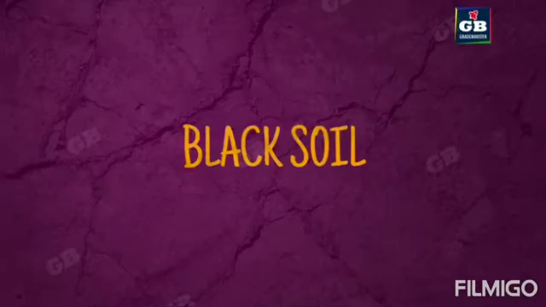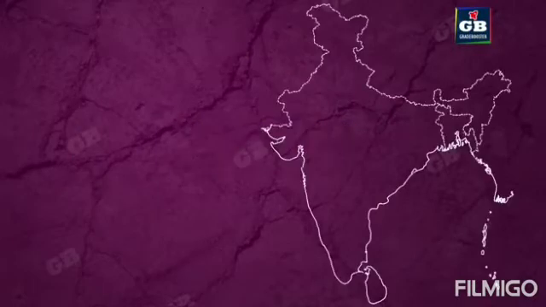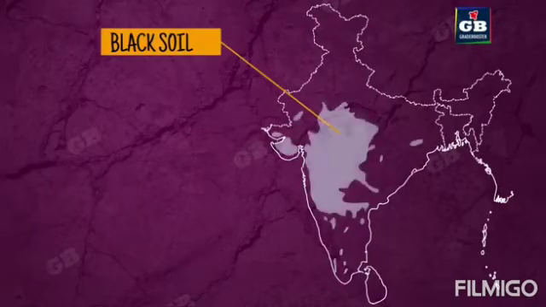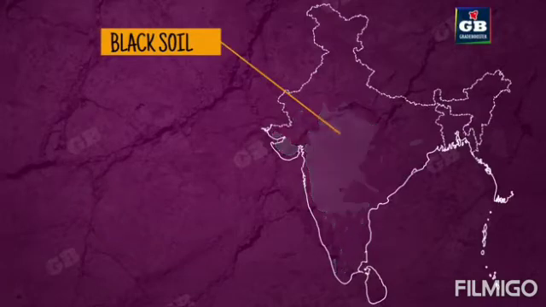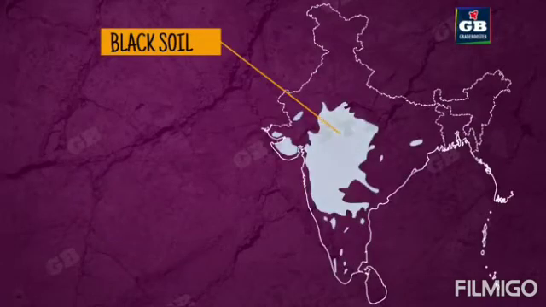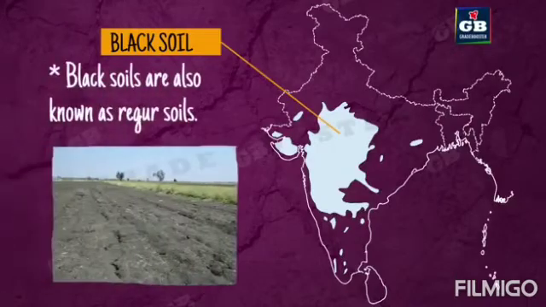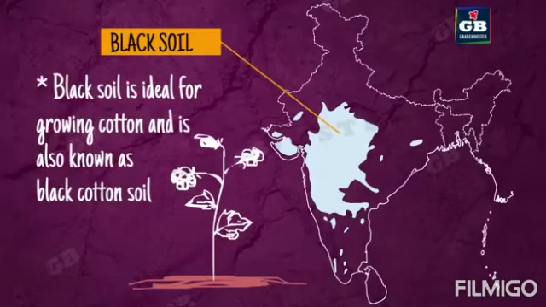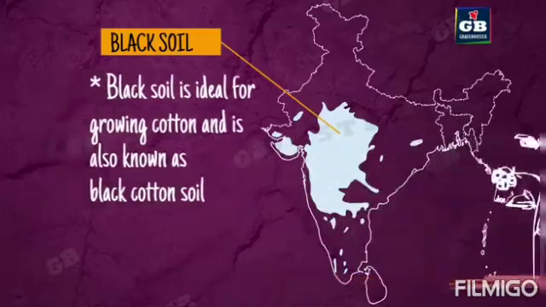Next we go to black soil. Here we can see the India outline map with the black soil highlighted. Remember this marking to answer the identification questions asked in the board exams. Along with the identification, let us learn some important points about the black soil. Black soils are also known as regur soils. Black soil is ideal for growing cotton and is also known as black cotton soil.